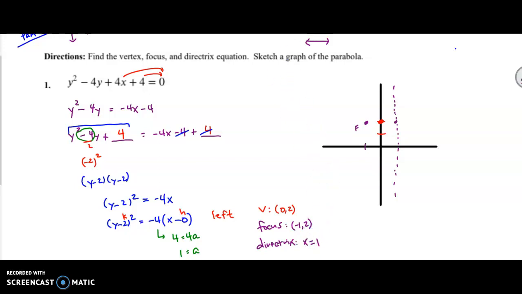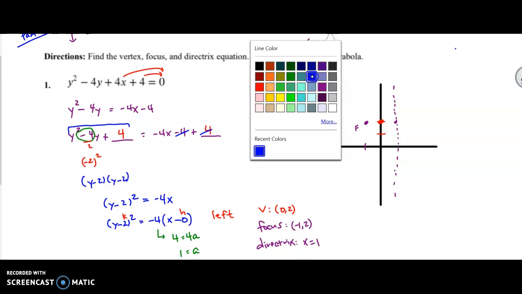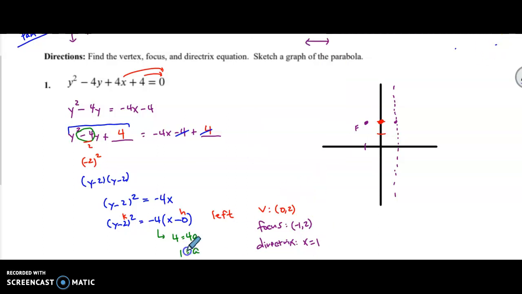I also said in class that if you want to draw a more accurate parabola, if your a value is 1, then 2a is going to be equal to 2, if you multiply by 2.